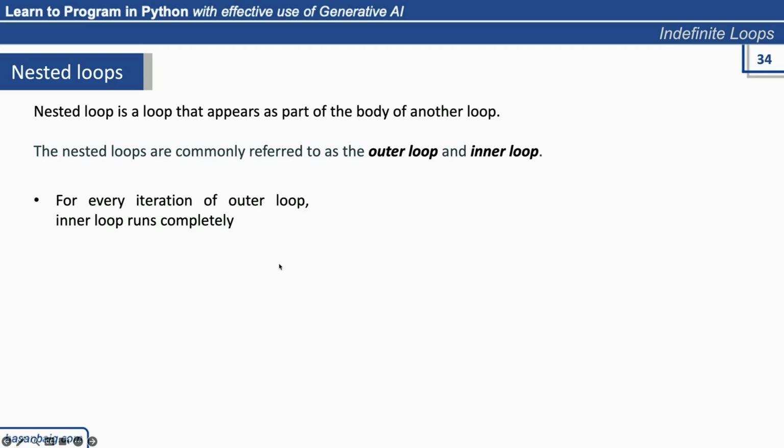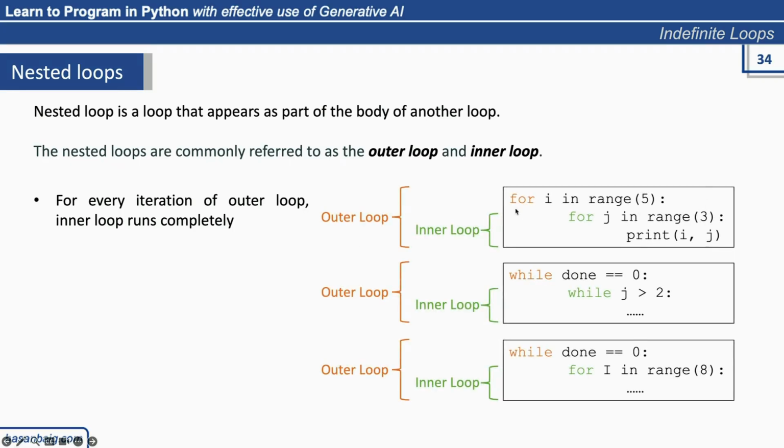So for every iteration of the outer loop, the inner loop runs completely. For every iteration of this outer loop, the entire thing, whatever you write inside it, no matter how many nested loops there are, will run that many times. So here you can nest for within for, while within while, for within while, or while within for. You can use any combination.